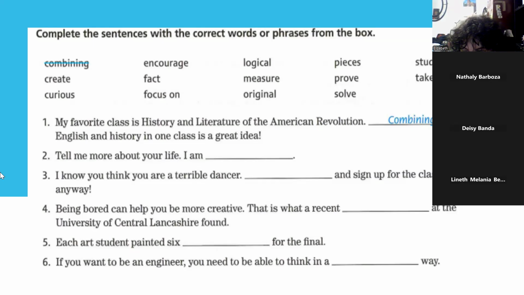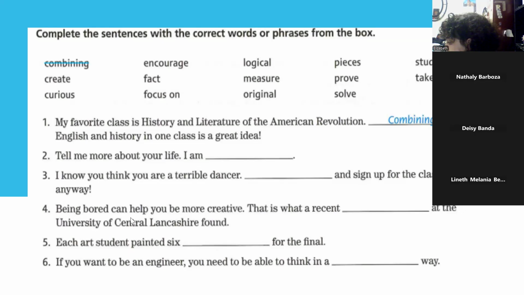Good. Perfect. Three. I know you think you are a terrible dancer. And sign up for the class anyway. Take a risk. Good. Take a risk and sign up for the class anyway. Yo sé que usted piensa que es un bailarín terrible. Entonces, arriesgate y matricúlate en una clase.